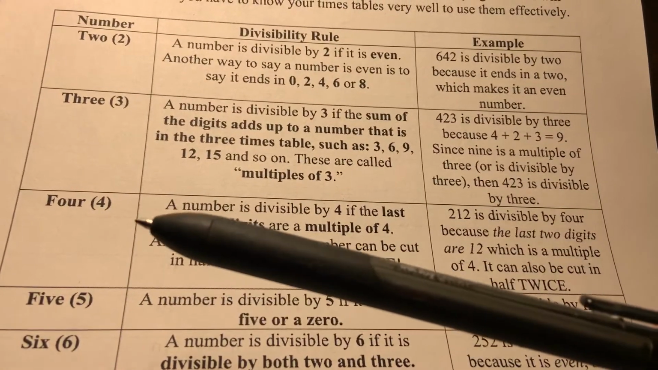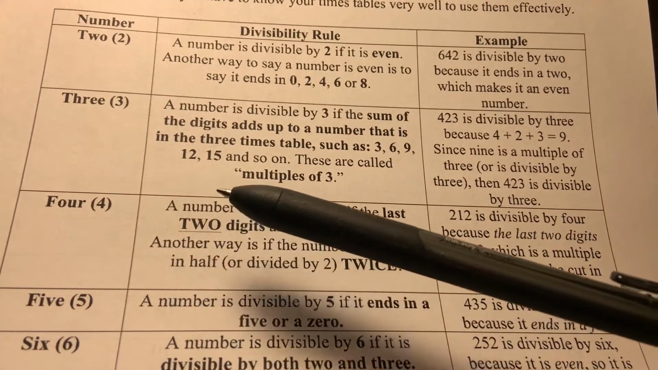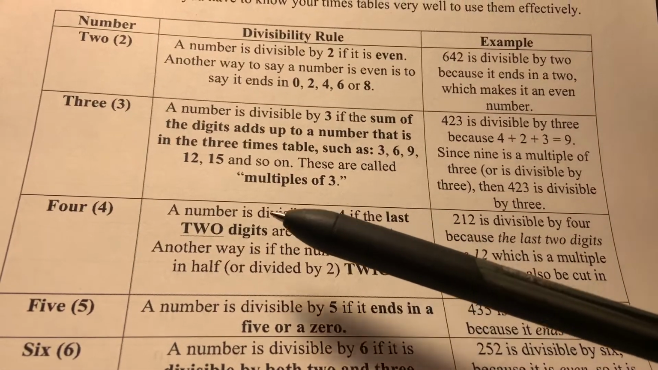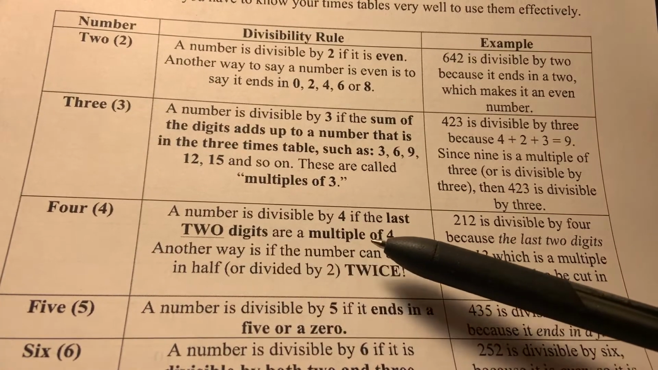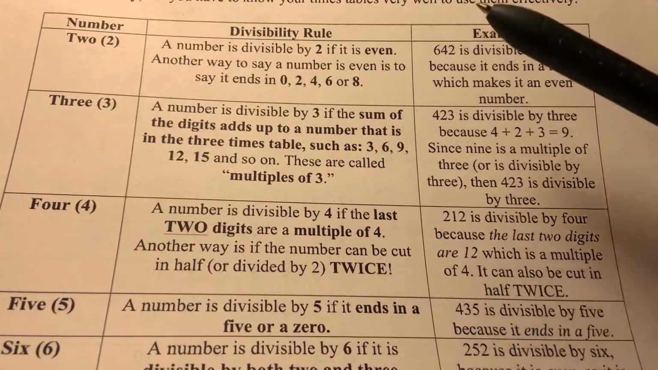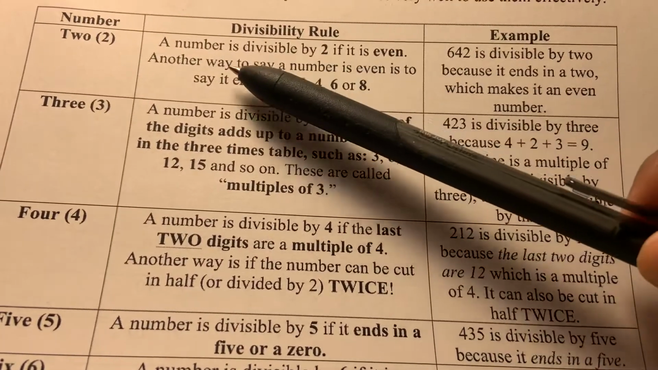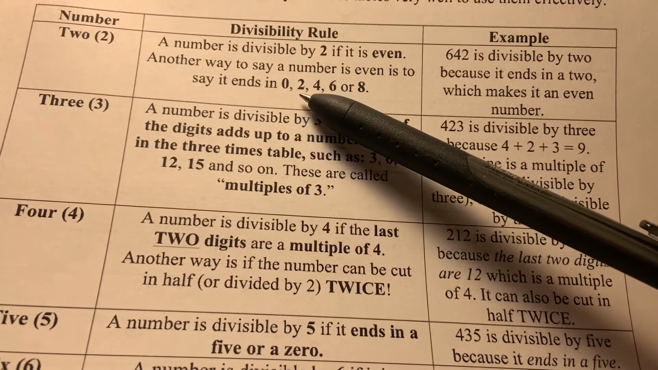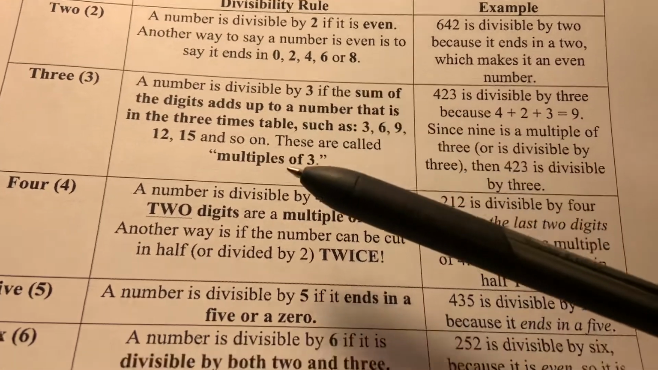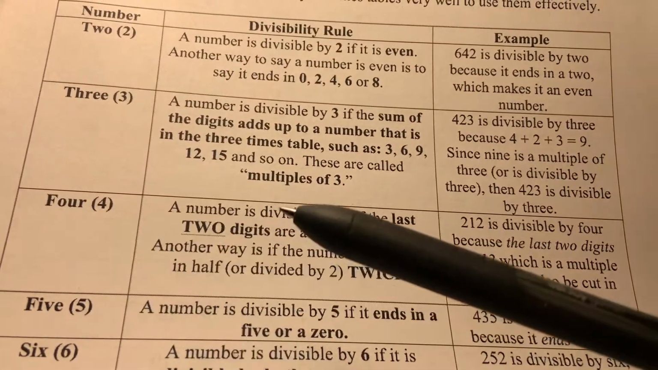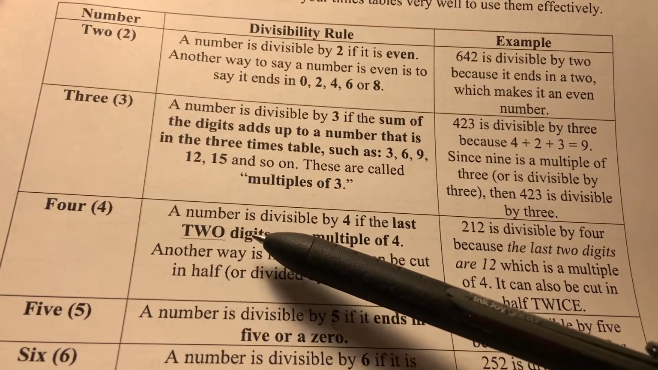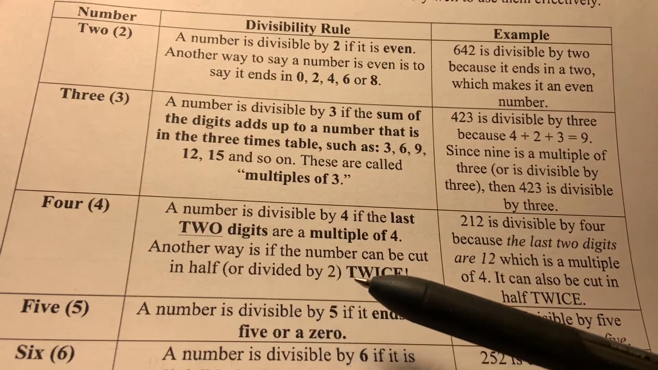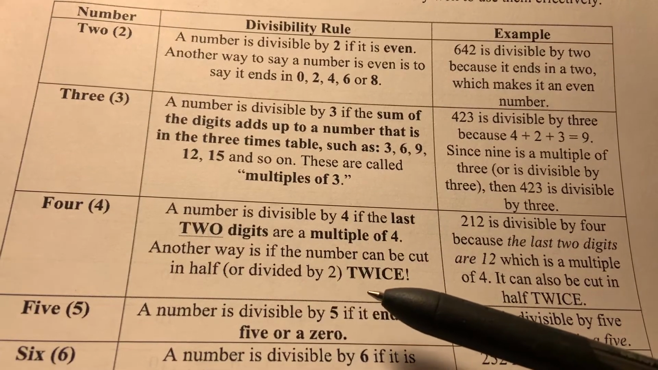Okay, how do you know whether 4 can go into a number evenly? We say a number is divisible by 4 if the last 2 digits are a multiple of 4. So let me explain that another way. We know that 2 can go into any number if the very last digit is a 0, 2, 4, 6, or 8. But with the number 4, you have to look at the last 2 digits, not just the last digit, okay? And it says here also, another way is if the number can be cut in half or divided by 2 twice. Let's look at this example.